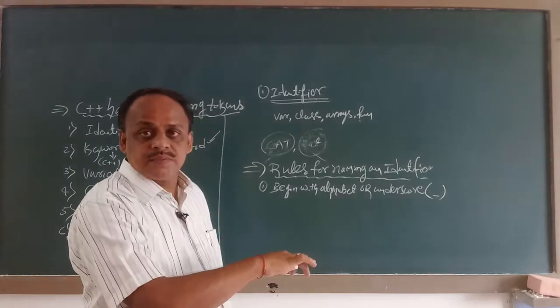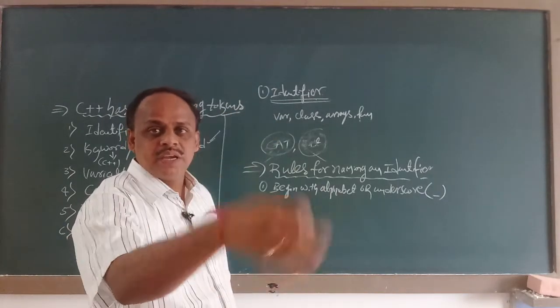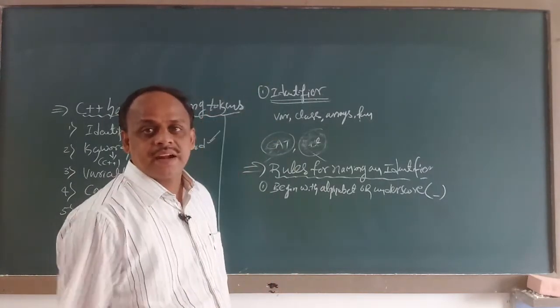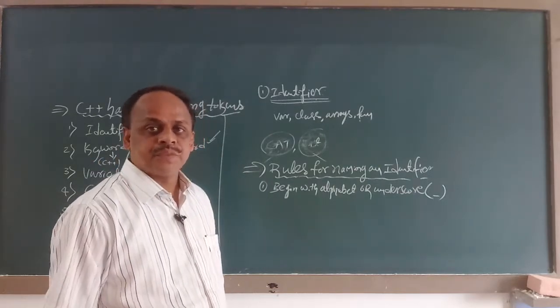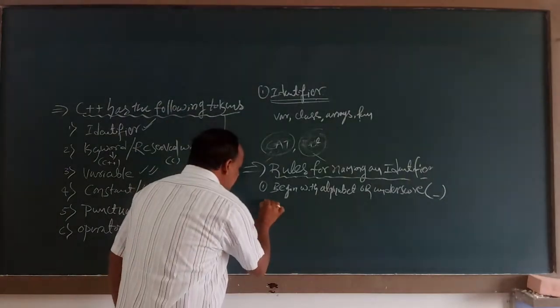Other than these, if it is a digit or any special character, that is not considered an identifier, right? Now let us consider the second rule.